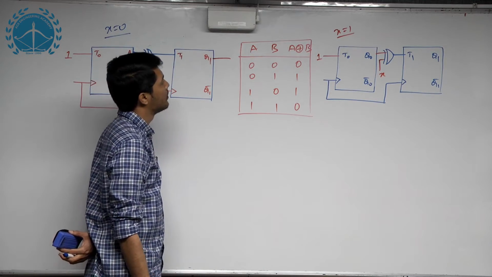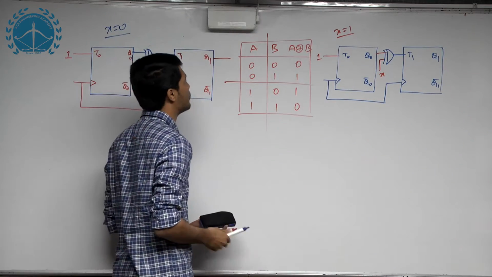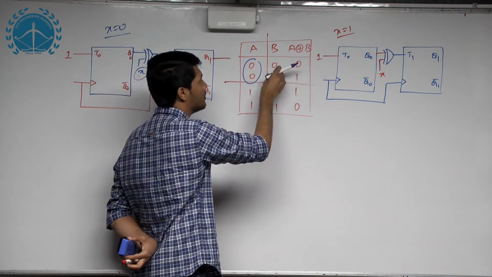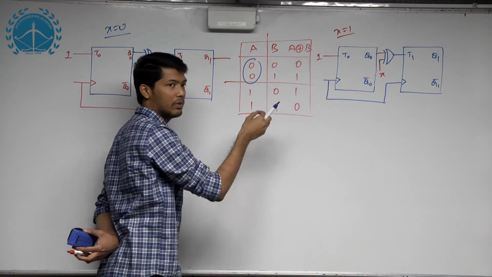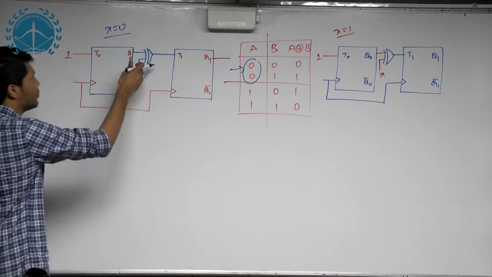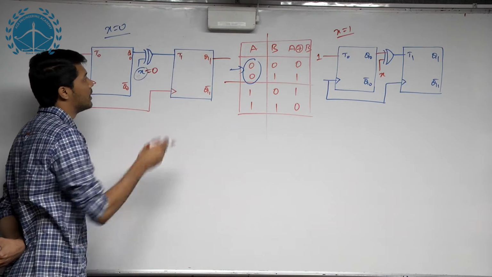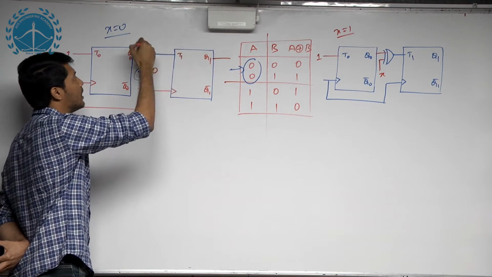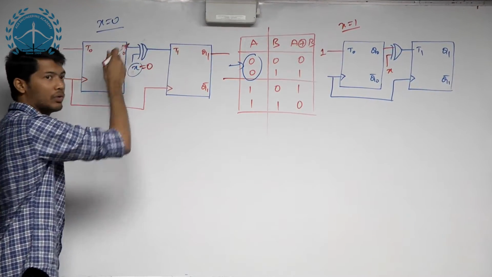Okay. So if one of the inputs to this XOR gate is 0, whenever one of the inputs is 0, then the output is nothing but the other input. Here A is 0, so A XOR B is nothing but B. Here also, whenever I make x as 0, the output T1 will be nothing but the other input, which is Q0. So whenever x is equal to 0, T1 is equal to Q0.